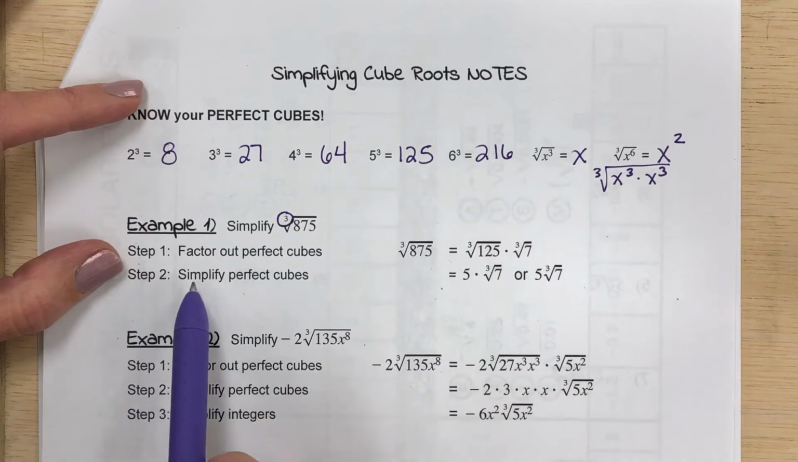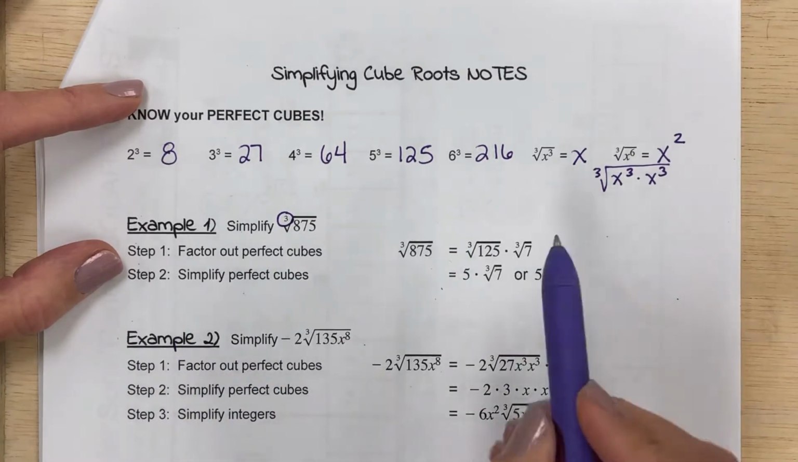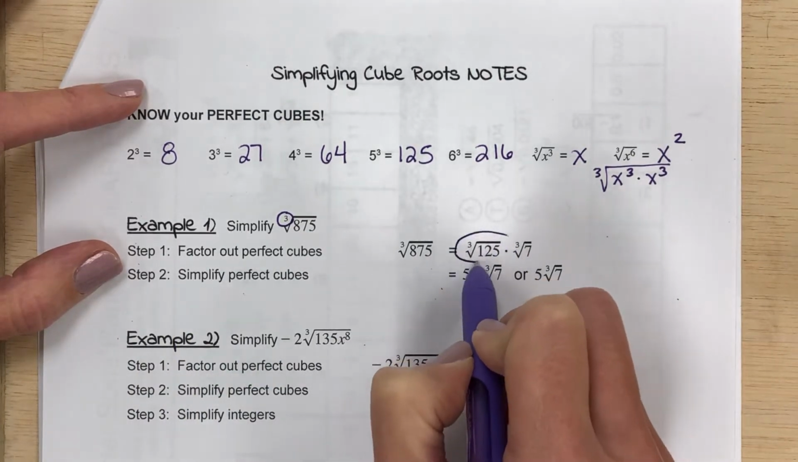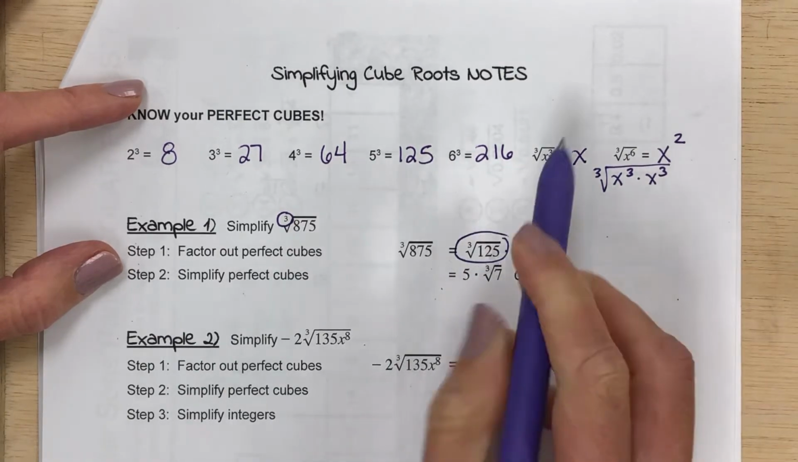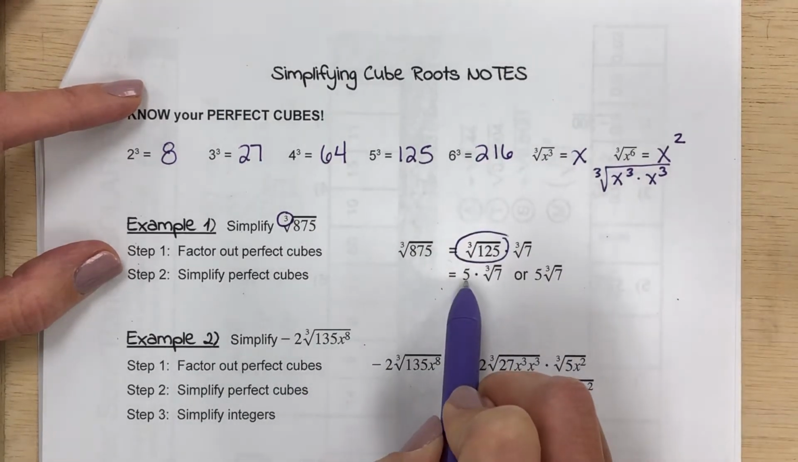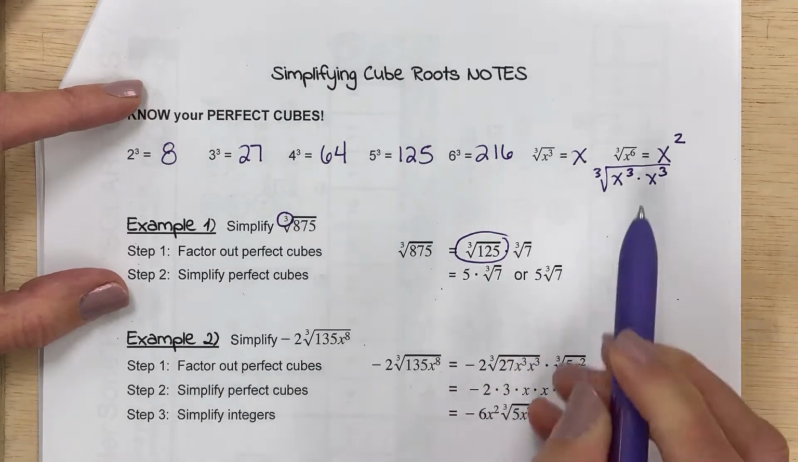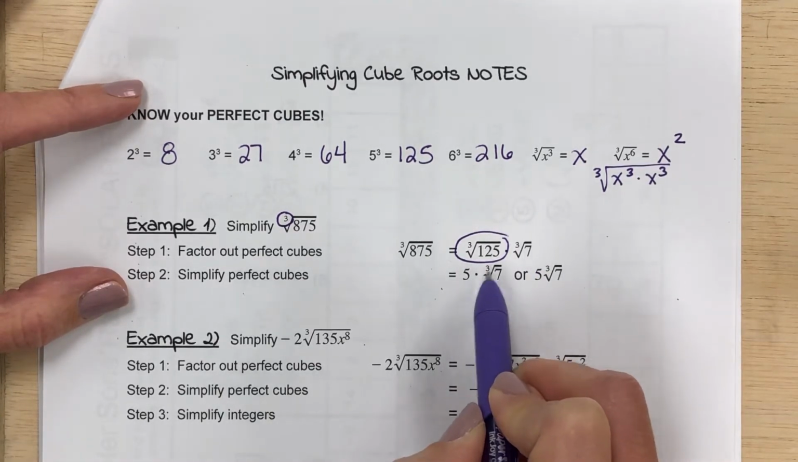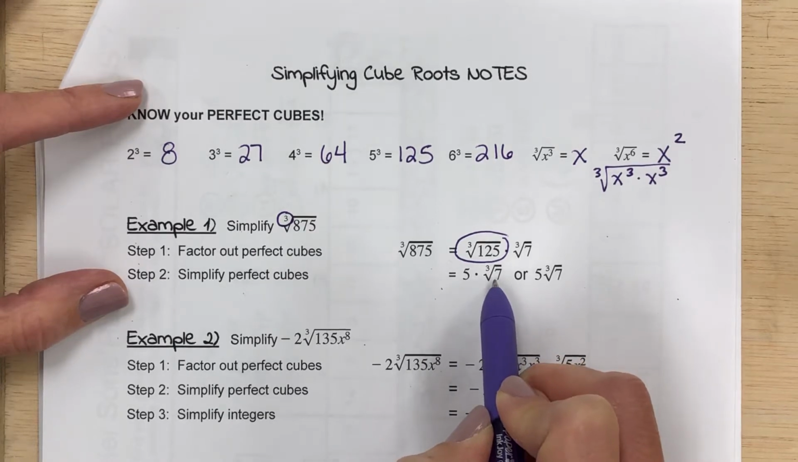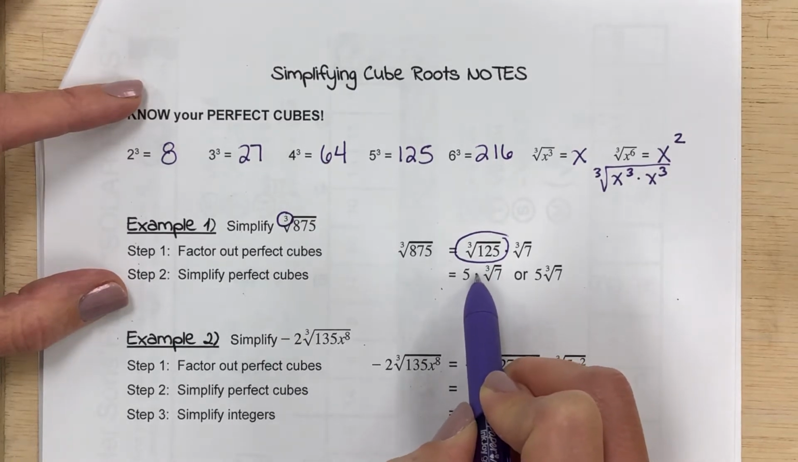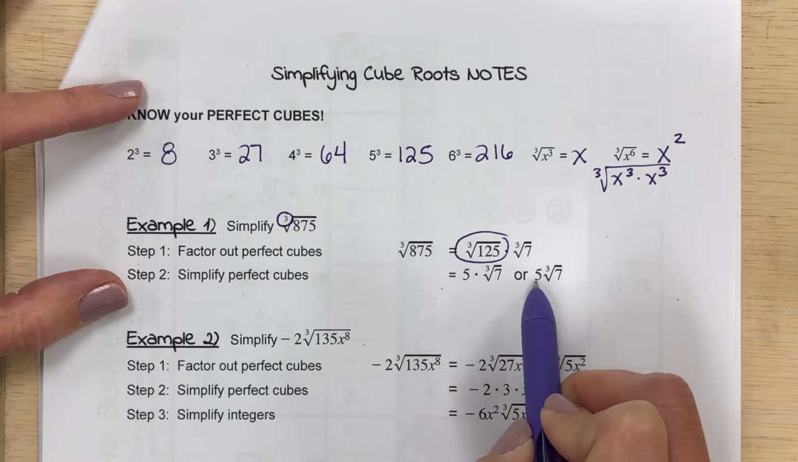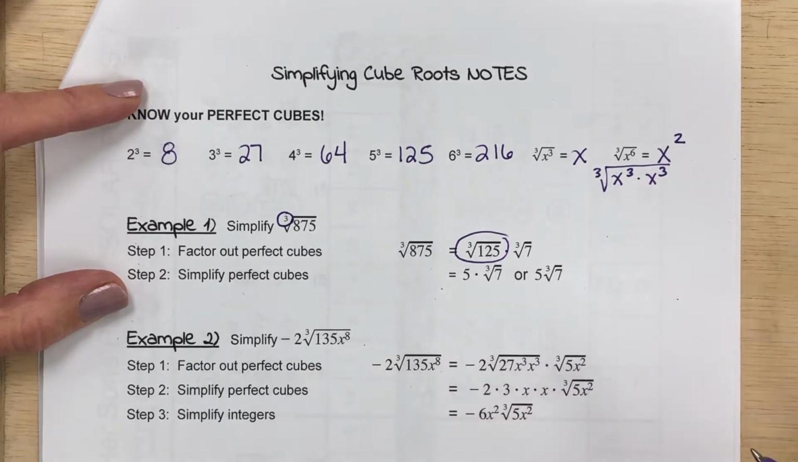Step 2, now I'm going to simplify the perfect cube. The cubed root of 125 is 5. And then my leftover just stays a leftover. So I could write it as 5 times the cubed root of 7. Or I don't have to include that little dot there, and I could just write 5 cubed root of 7. Those mean the same thing.